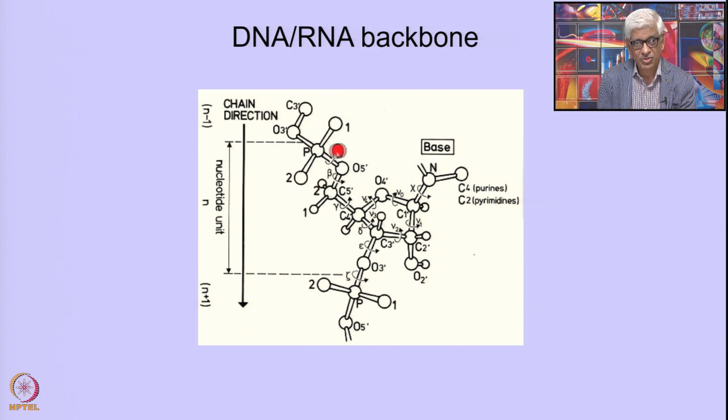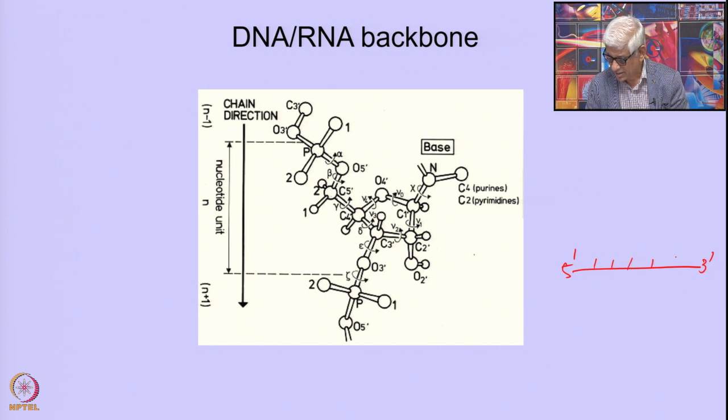So include the phosphate group of this into this unit, and the next one of this goes to the next unit. So therefore, this is the 5 prime to 3 prime sequence. Typically, when you write the DNA sequence, you write in this manner. Okay, so in going from 5 prime to 3 prime, what is the DNA sequence here? You write the various bases which are present in this nucleotide unit, and that is called the DNA sequence.